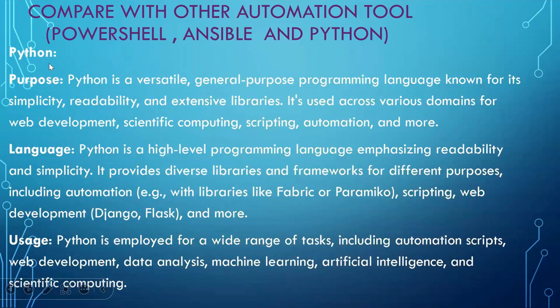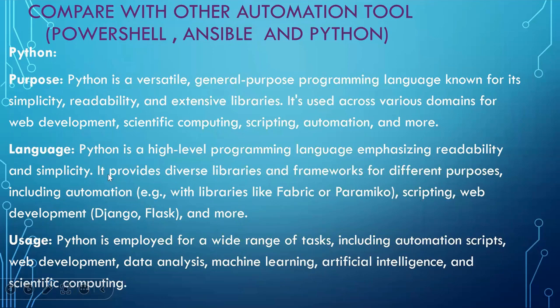Python is a versatile general-purpose programming language. It's the development side. For its simplicity, reliability, and extensive libraries, it is used across various domains, such as web development, scientific computing, scripting, and automation, and more. Python is a high-level programming language emphasizing readability and simplicity. It provides diverse libraries and frameworks for different purposes, including automation with libraries like Fabric or Paramiko.